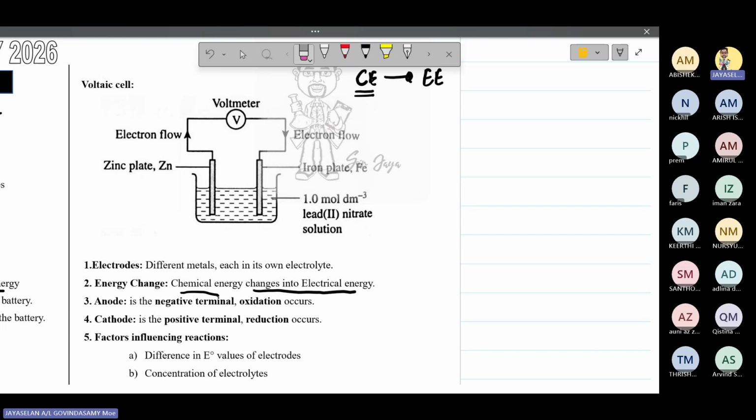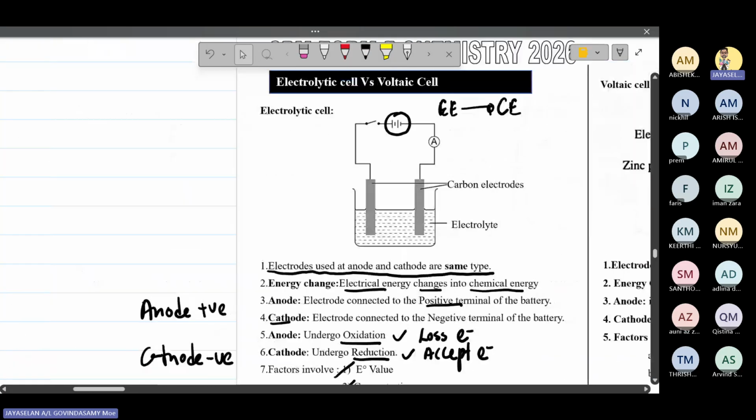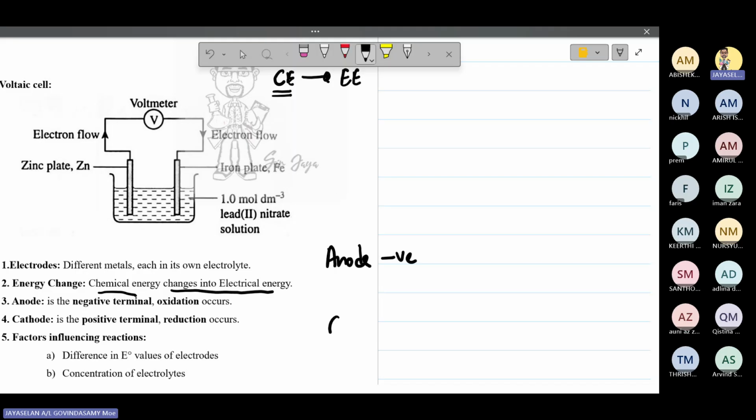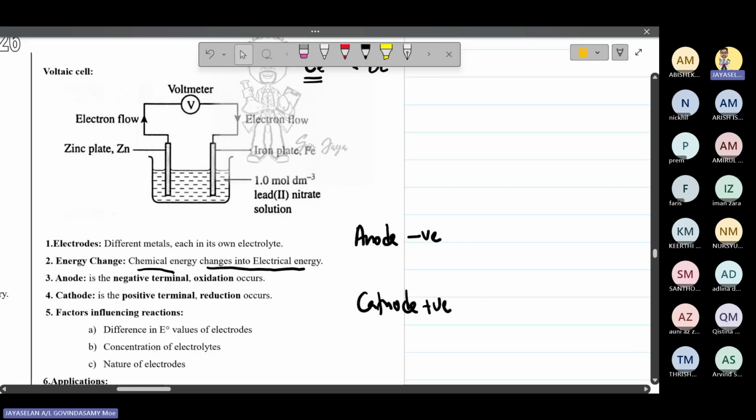Dapat? Okay, bila tak ada bateri, please remember anode, okay, negative terminal. Sini anode what terminal? Positive terminal. Bila tak ada bateri, negative terminal. Kenapa negatif? Nanti saya buktikan. Anode negative terminal, cathode okay, adalah positive terminal. Tuliskan dalam modul kamu. Anode negative terminal, cathode positive terminal.